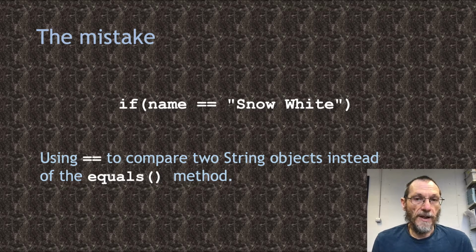Here's a typical example of the error. We want to compare two string objects to find out whether the string referred to by name is Snow White, and it's quite natural to think that using the equality operator will perform that for us, whereas in fact we should be calling the equals method on the name object in order to make the comparison.